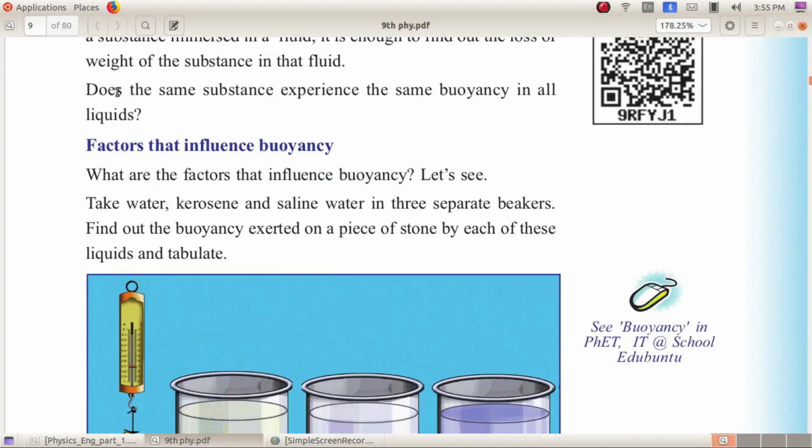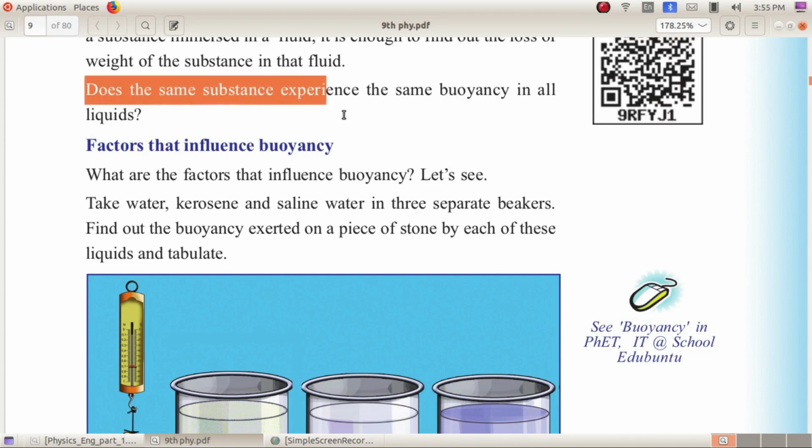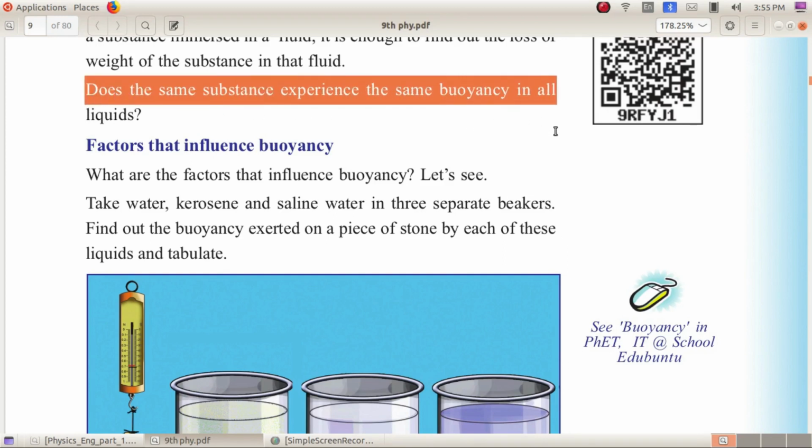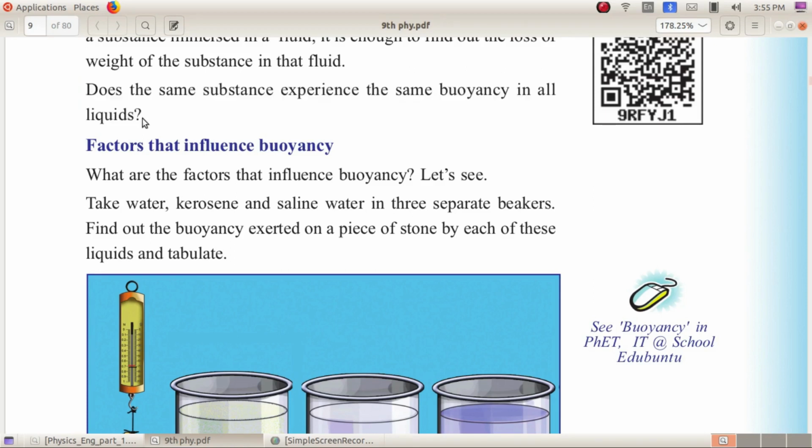Now we can see that buoyancy is greater in saline water. Here we can also compare the densities. The densities are given here. Water 1000, kerosene 810 kilogram per meter cube, saline water 1025 kilogram per meter cube. Thus we see that the buoyancy is higher in a liquid which has greater density.